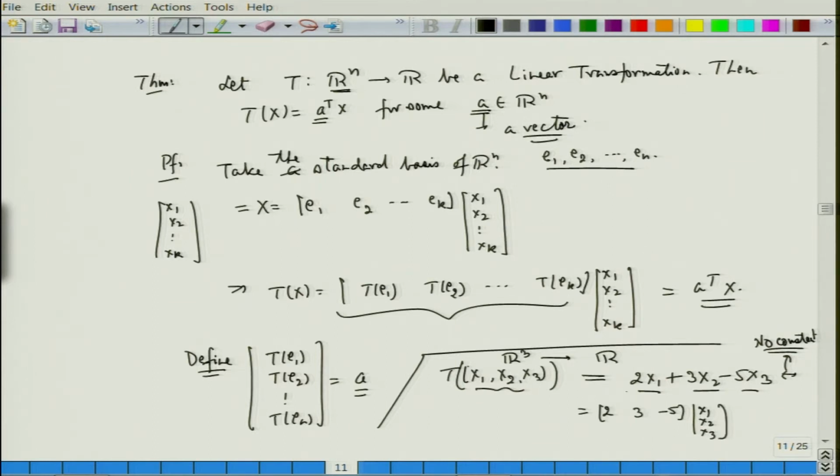So if you look at this example, what is T of E1? T of E1 means x1 is 1, so you are looking at 1, 0, 0, so it is nothing but 2. Similarly, T of E2 is 3 and T of E3 is minus 5. So you can see that this theorem is valid. Now, when I am looking at a standard basis, everything is nice, it is very easy to compute. How do I compute when I do not have a standard basis? So let me take an example to look at that part.